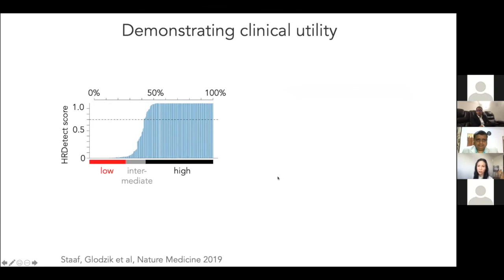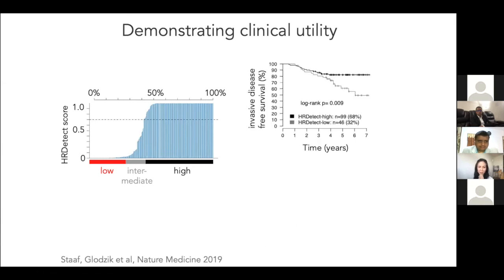high scores. And that might sound like a lot, but it's what we expected, because triple negative breast cancers tend to have a lot of BRCAness. We don't necessarily know the cause for their BRCAness, and we don't necessarily know who are the ones who are going to do well and not do well, but we do know that there's quite a lot of BRCAness in TNBC.